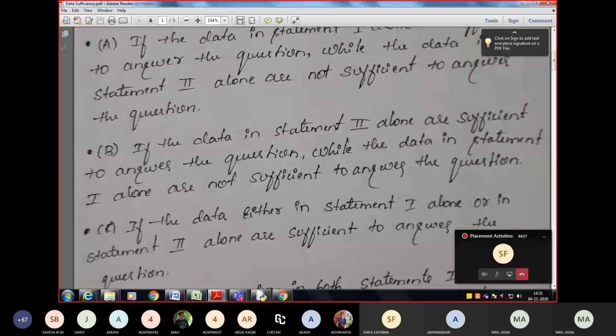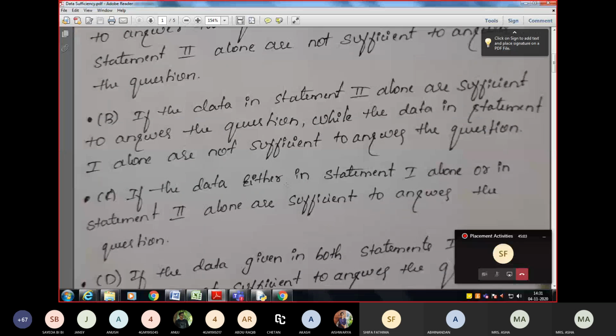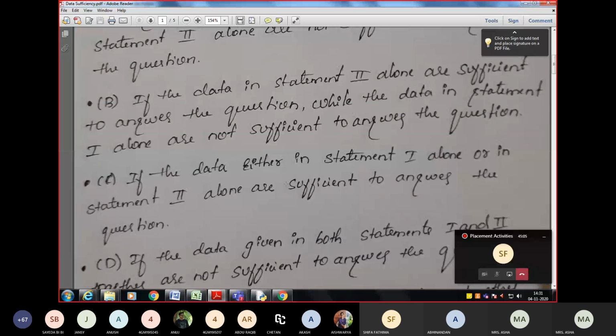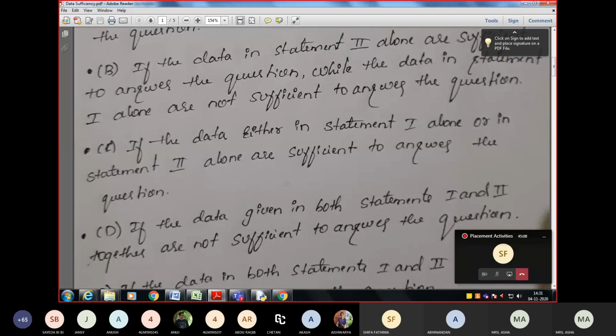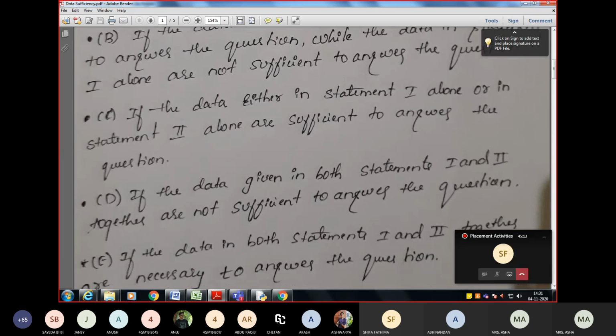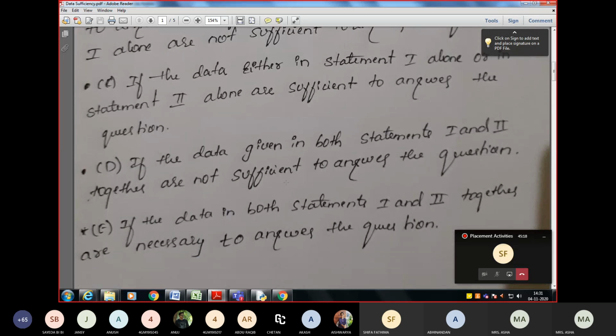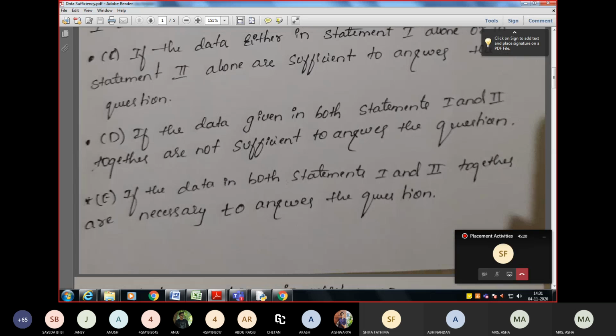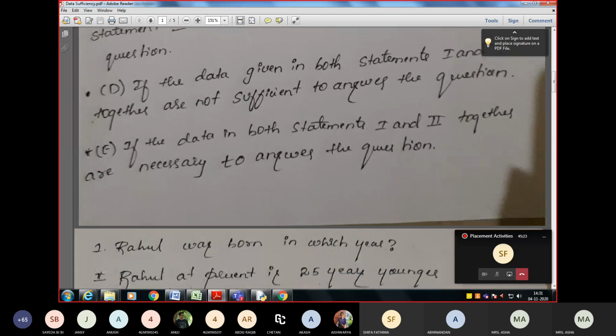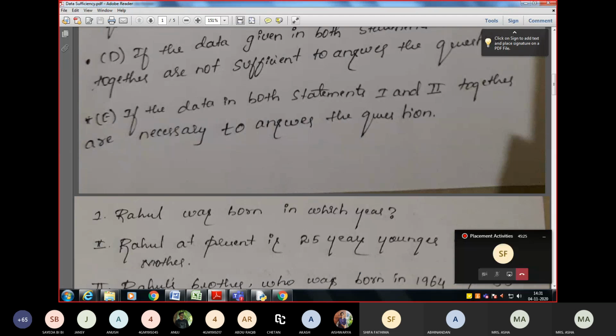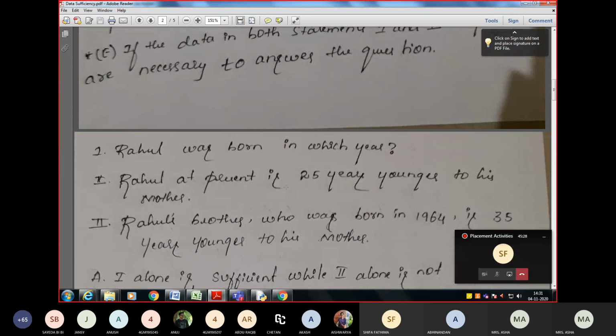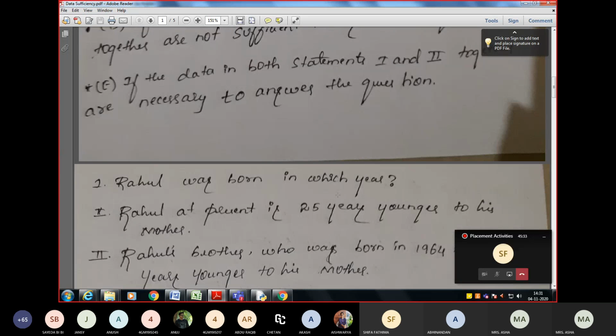C, if the data either in statement first or in statement second alone are sufficient to answer the question. D, if the data given in both statements, first and second together, are not sufficient to answer the question. E, if the data in both statements first and second together are necessary to answer the question. So these are the options A, B, C, D, E. These options will be given in every problem. So you have to select an option.